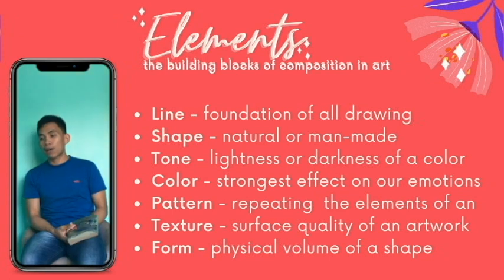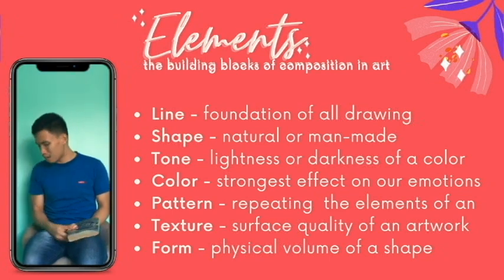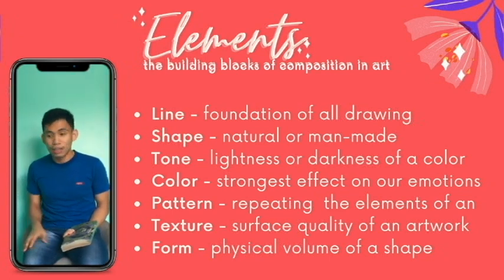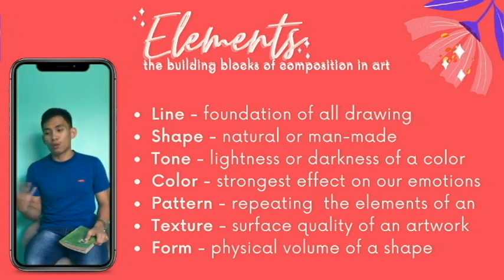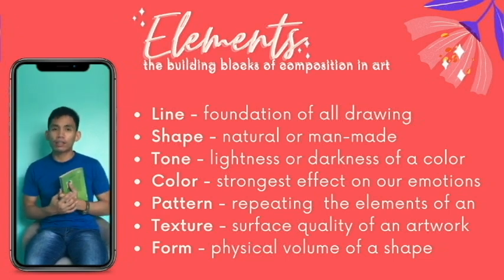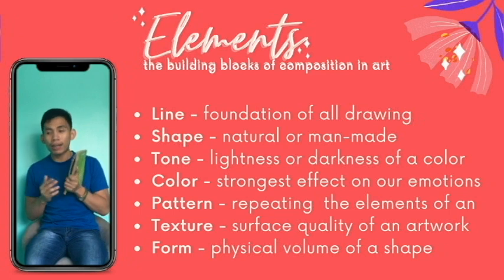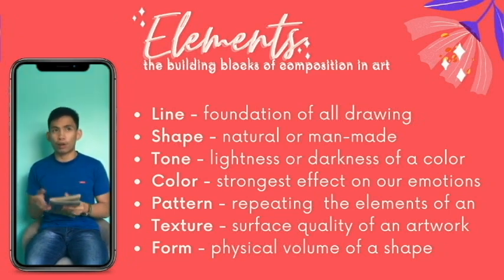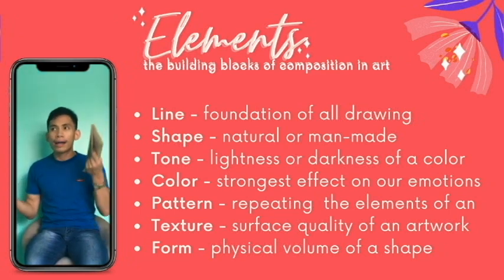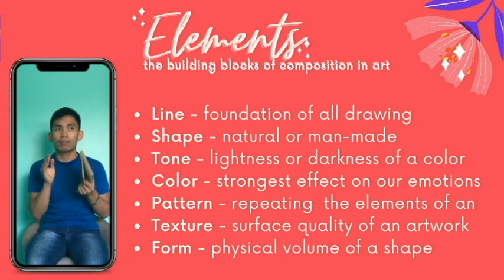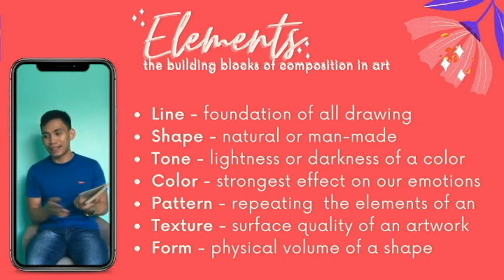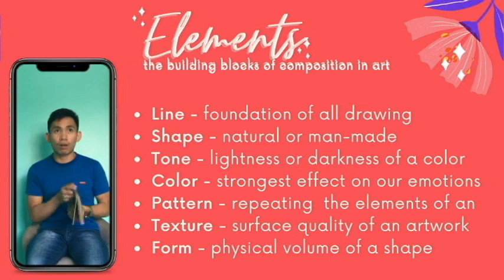And we also have shape. It is natural or man-made. And tone, the lightness or darkness of a color, and of course the color itself. It has the strongest effect on our emotions. We are going to talk about how color can affect one's perspective through arts. We also have pattern. It is the repeating element of an art.